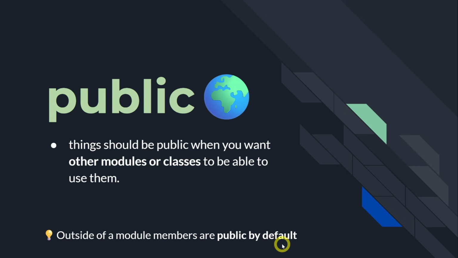So if you just opened up a brand new Verse file and it's in the main folder, it's not in a module, then it will be public. Everything will be public. The members, the methods, and everything, unless specified otherwise.